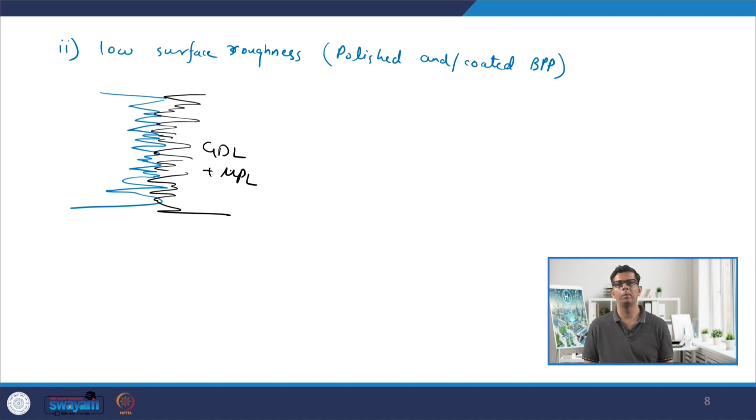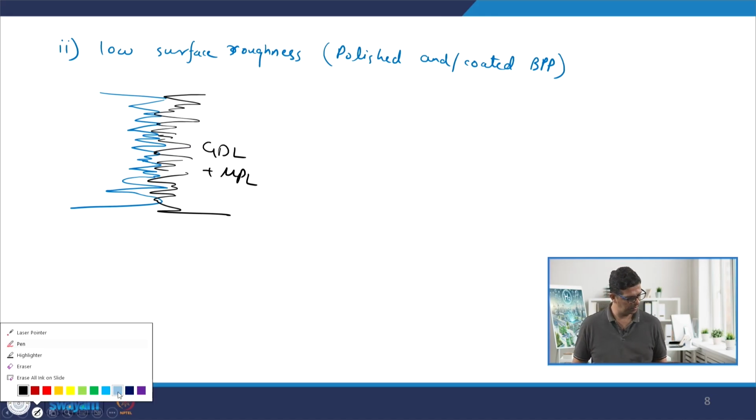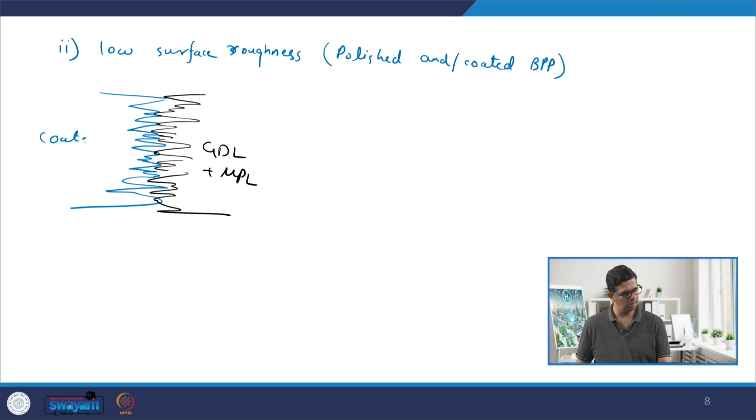So, we have seen what MPL means. It is a microporous layer which gets added on the top of the diffusion layer for smoother contact between the gas diffusion layer and the bipolar plate. And this one is the coated bipolar plate. Coated means we have an anti-corrosive coating on these metal bipolar plates. These coatings can be titanium nitrides or chromium nitrides. You can also go for platinum coating, and there are so many coatings available.